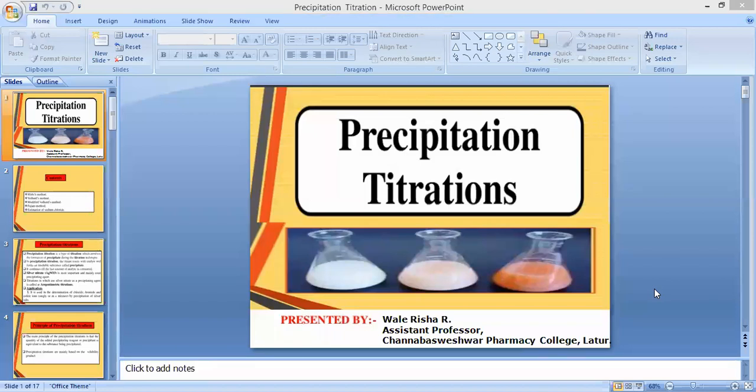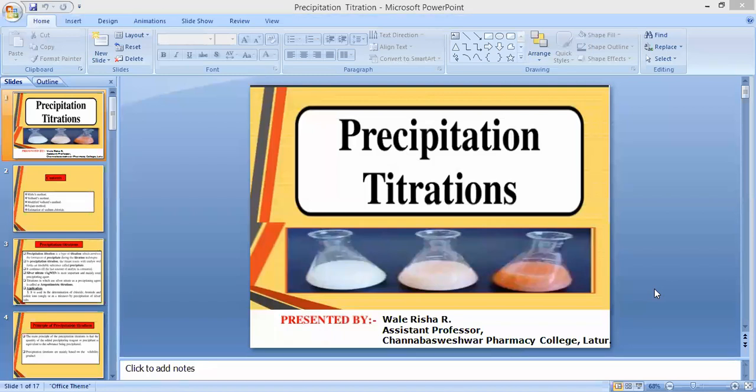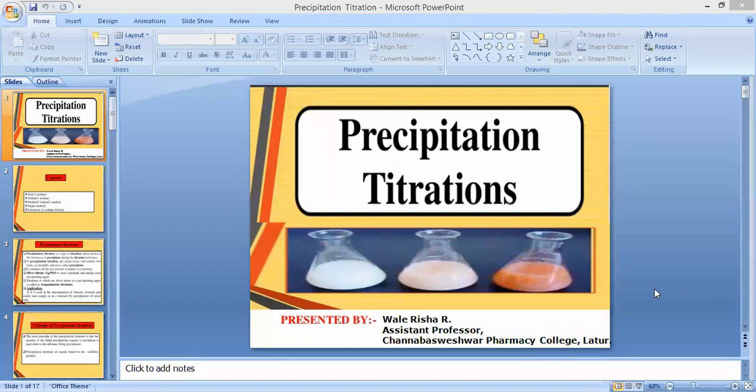Today we are going to cover the new chapter of third unit, that is precipitation titration. It is also one of the types of volumetric analysis. And precipitation type of titration is particularly done for the drug substances that contain a halide ion in it, say for example chlorine, bromine or iodine. So most preferably precipitation titration is to be done for the drug substances containing halide ion in it.